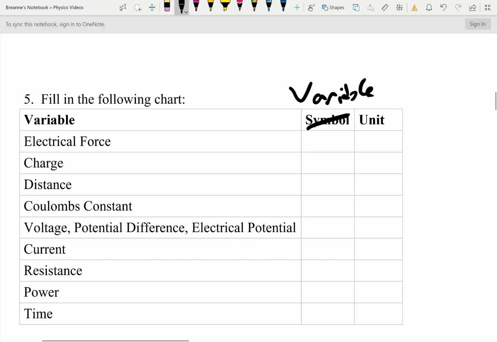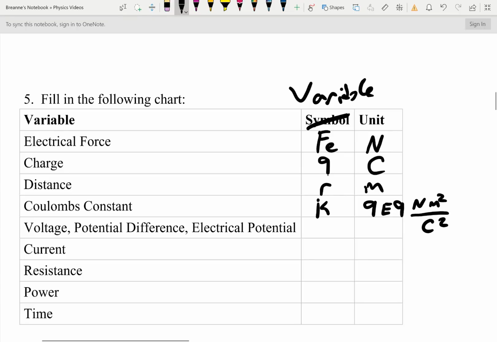Your electrical force variable is Fe, and it's measured in newtons. Your charge is Q, measured in C for coulombs. Distance is little r, measured in meters. Coulomb's constant is represented by a K, and it is 9 times 10 to the 9 newton meters squared over C squared. V, voltage, potential difference, electric potential, those all mean the same thing.